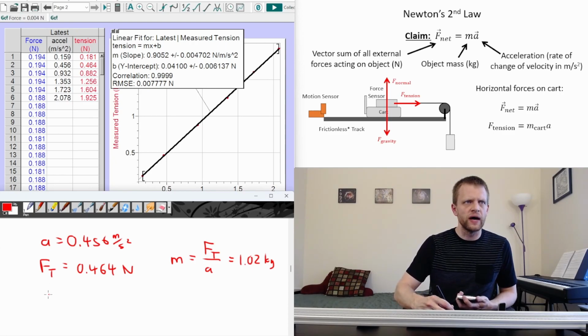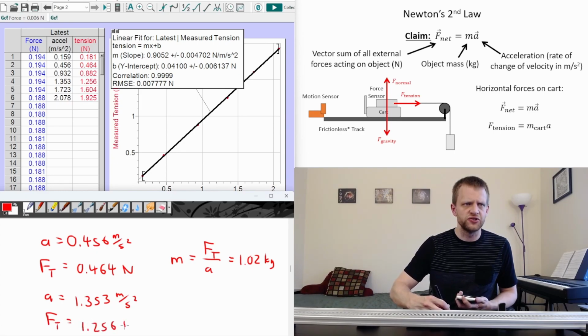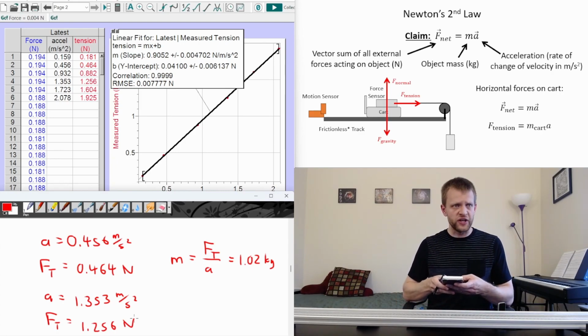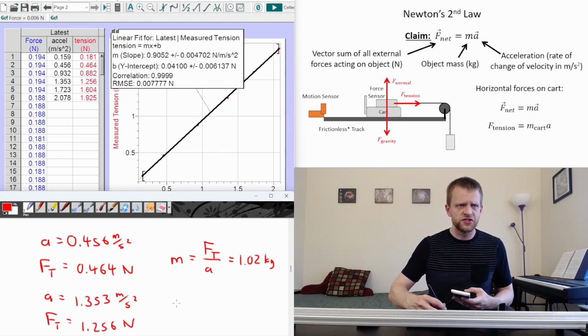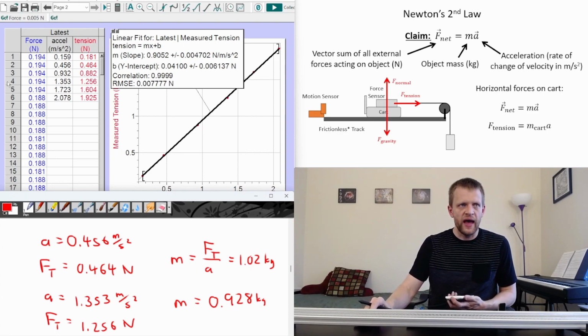Let's take the 150 gram case. So our acceleration in that case was 1.353 meters per second squared, and our force of tension was 1.256 newtons. So we do that force of tension, 1.256 newtons divided by 1.353. Still, I get a mass that's too high, 0.928 kilograms. It's still too high. And if you go through all of these, you can try the numbers for yourselves, you'll get significant overestimates on what the mass of the cart is.